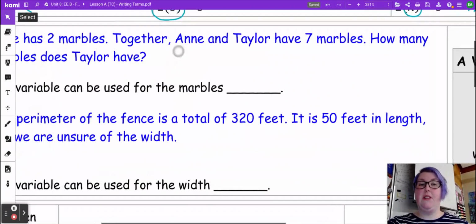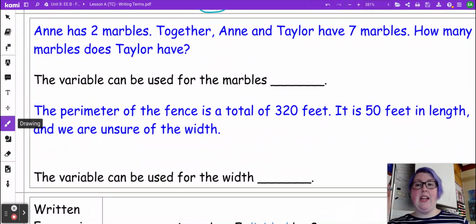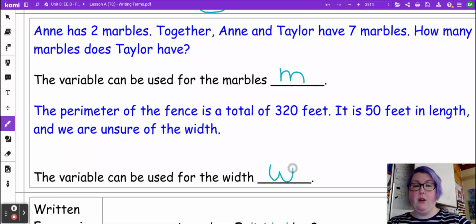So let's look at two different situations and figure out what variable we could use. So Anne has 2 marbles. Together, Anne and Taylor have 7 marbles. How many marbles does Taylor have? Now, variables can be any letter. However, mathematicians like to be really straightforward. So I would use M for the marbles. If the perimeter of the fence is a total of 320 feet, it is 50 feet in length. We are unsure of the width. Be really straightforward. Use the W for the width. That way you know what that is supposed to be.